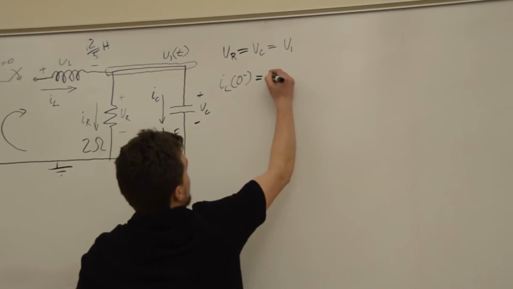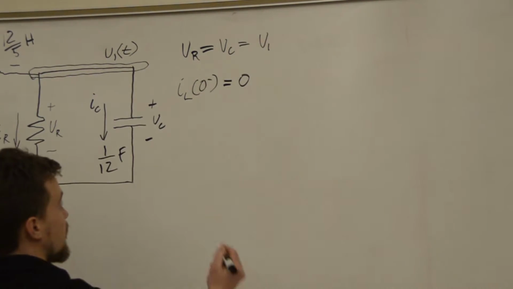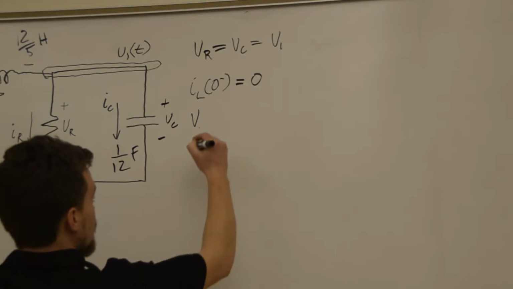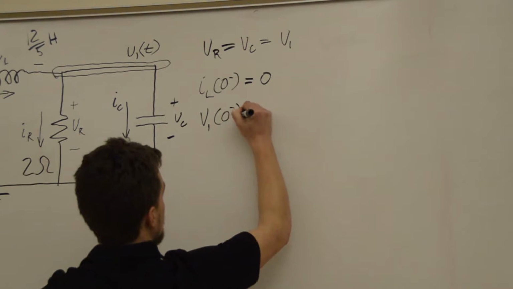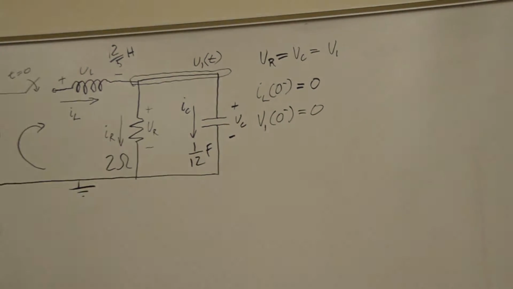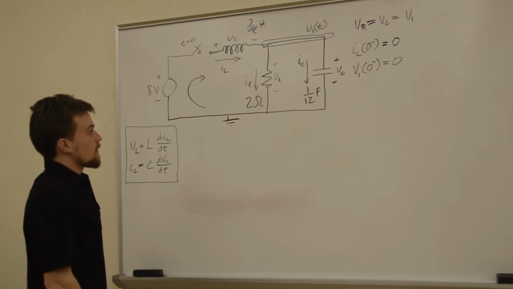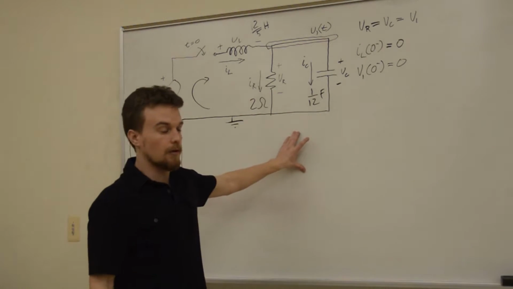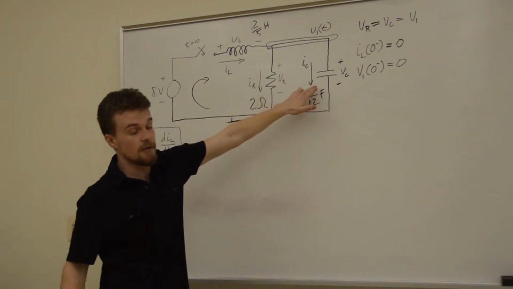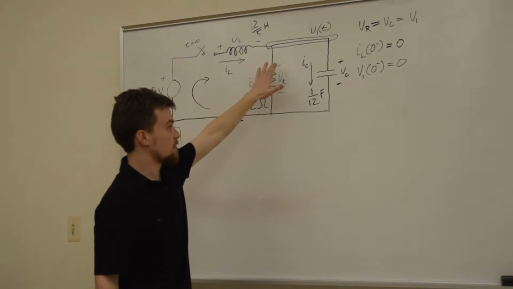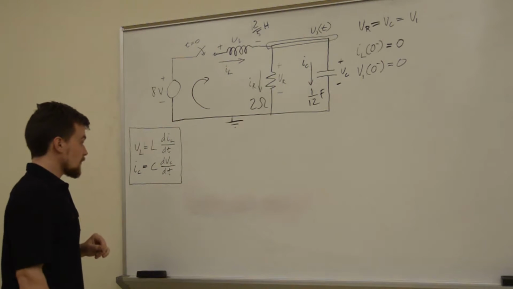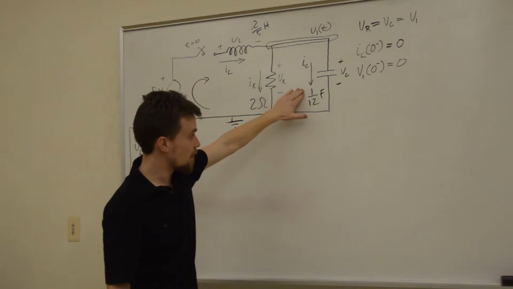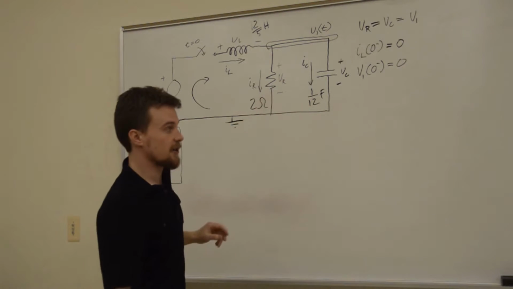Now, IL at 0 minus is equal to 0. And VC, or what we're going to call V1 at 0 minus, is also equal to 0. Okay, now we can use characteristics of these two elements here to find these values right after the switch closes. So we know that the current through an inductor can't change instantaneously. We also know that the voltage across a capacitor can't change instantaneously.